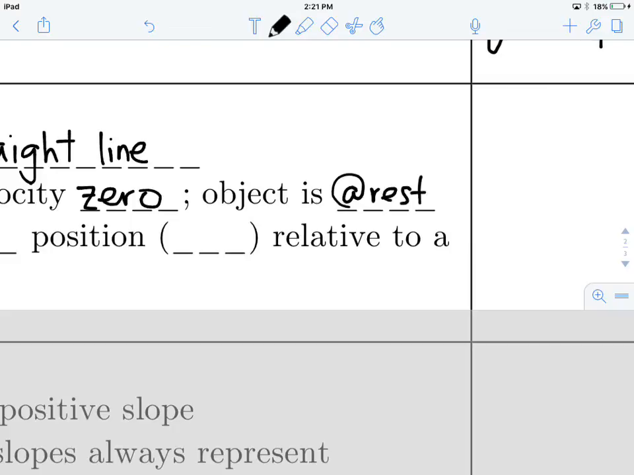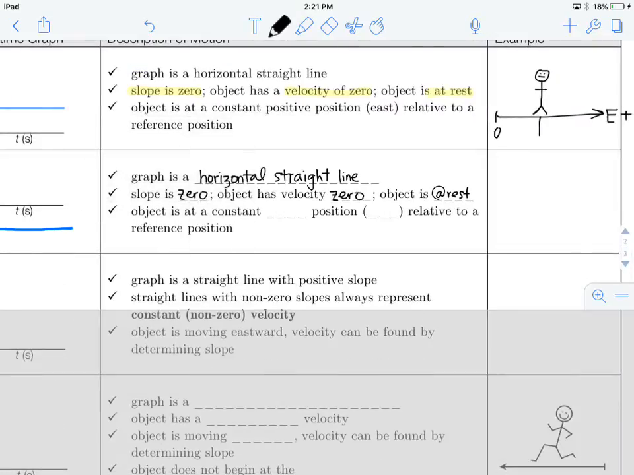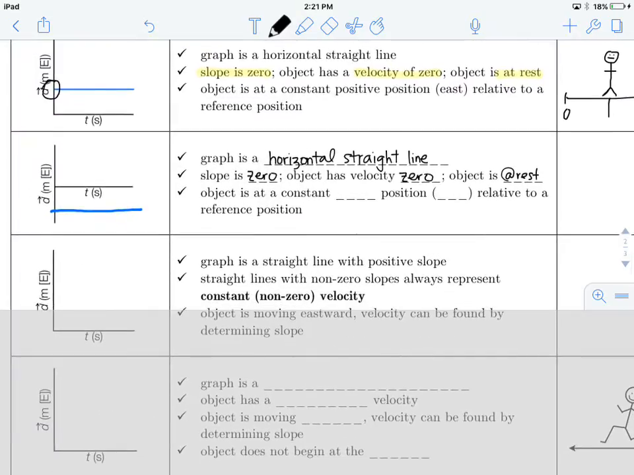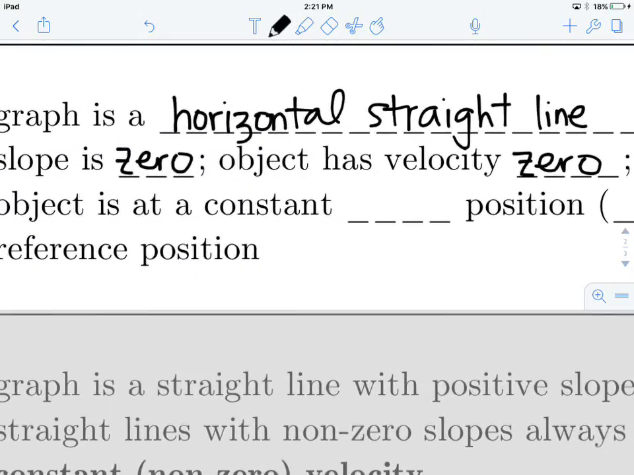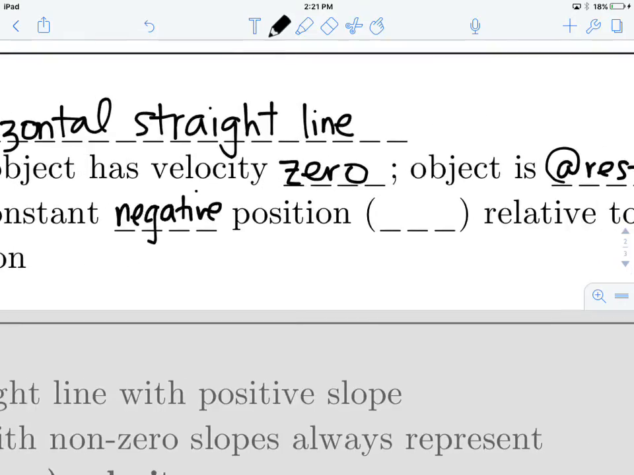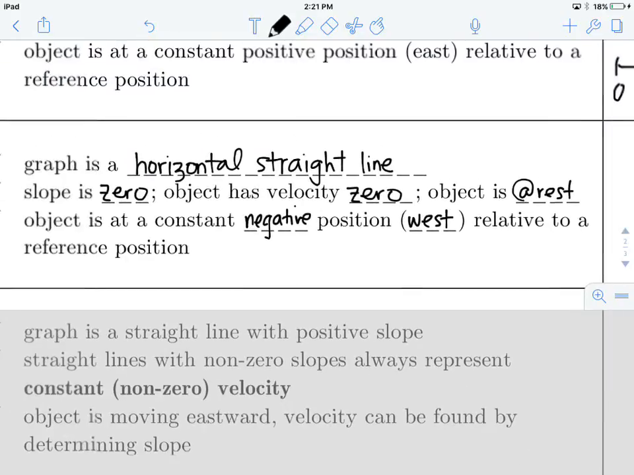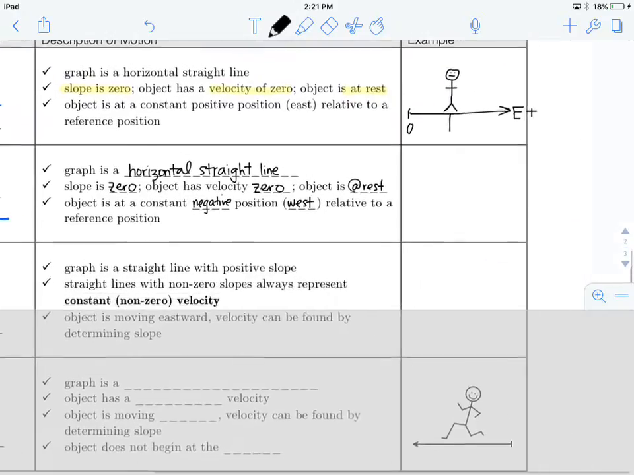So we know this. This is just like before, but what's the difference now? In a graph that was once above, and now it's below, so now we're in the negative. So this person is at a constant position, but they're at a constant negative position. And what does that mean? Well, if they're at a negative position in our coordinate system, that means west relative to a reference frame.